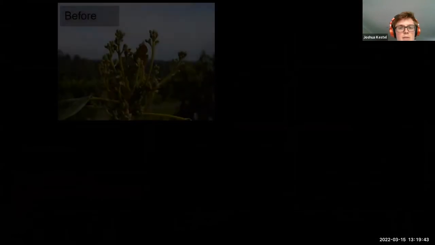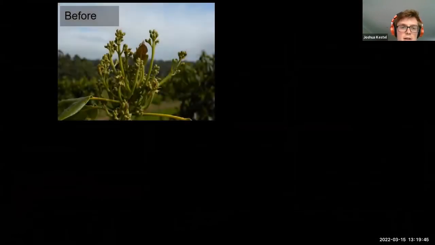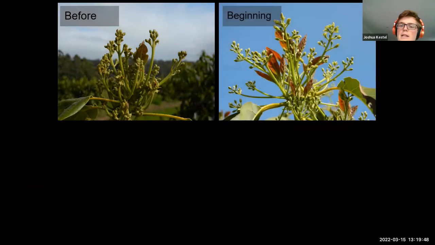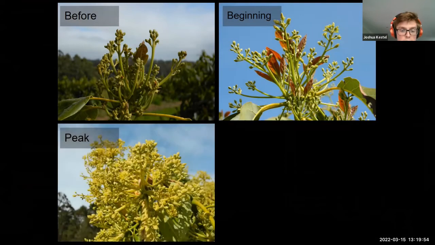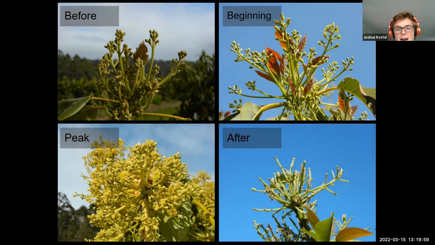So the first time point that we targeted was before avocado flowering had begun. That's our baseline measure. We then compared this to beginning to see, as flowers are starting to emerge, what's happening with the community. Then peak, which is when it's busy, lots of activity, heaps is happening. And then finally after avocado flowering, to see if it returns to the baseline of before or if it's slightly different.